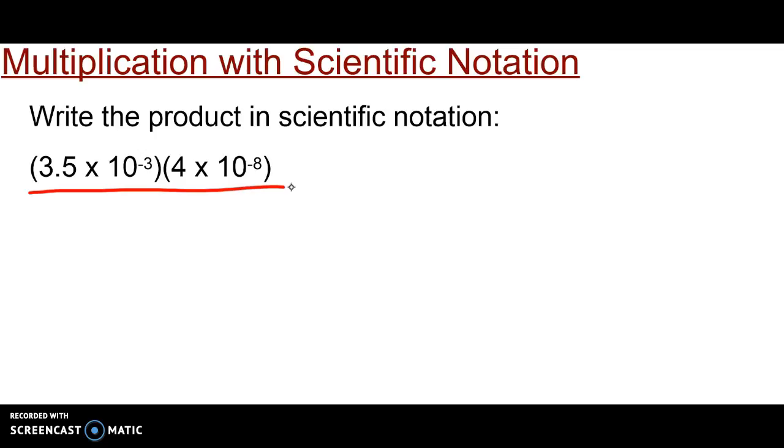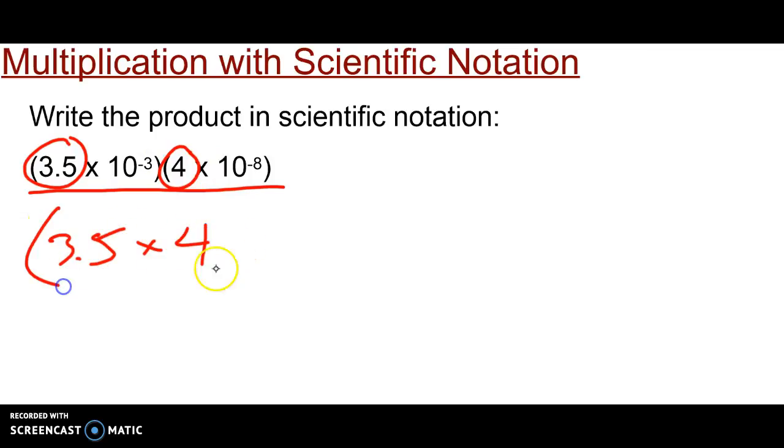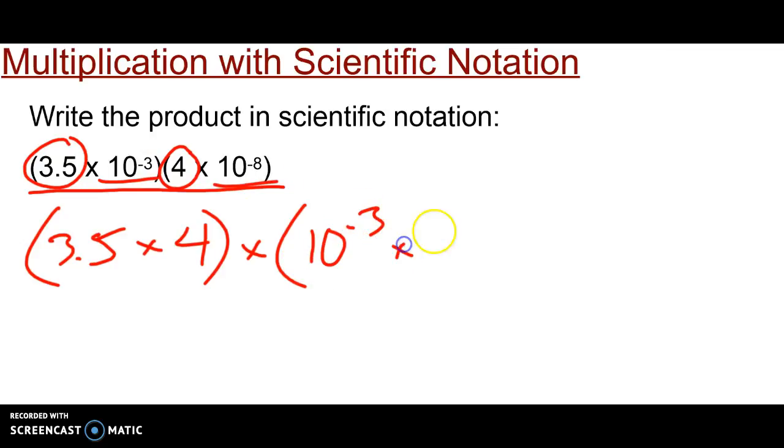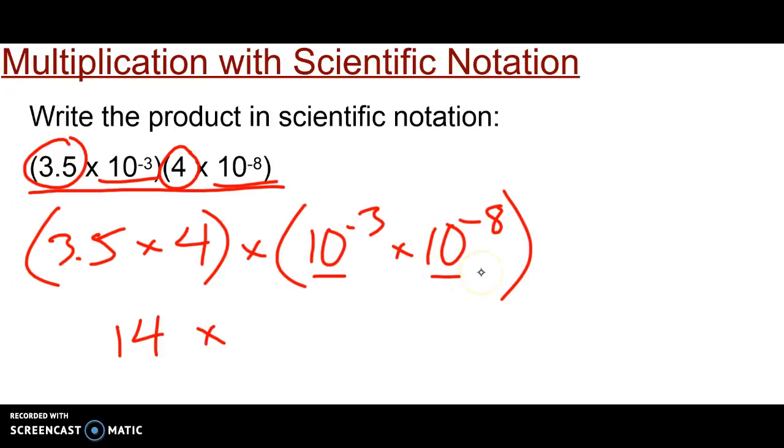So what I'm going to do instead is group my 3.5 times 4. I'm going to put that together, and then I'm going to times this by my tens grouped together. So 10 to the negative third times 10 to the negative 8. And like I said, since everything's being multiplied together, this is fine. 3.5 times 4 comes out to 14. And then we can use our exponent laws: same base, and we're multiplying, so we can add those exponents together. Negative 3 plus negative 8 gives me 10 to the negative 11th.